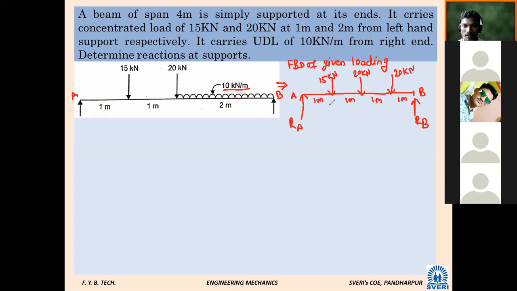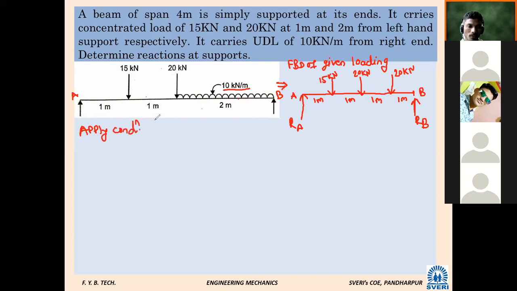Now our problem is simple. The way we solved the first problem, we have only converted the UDL into a point load. That is the only new thing here: how to convert a UDL into a point load. Otherwise this problem is converted into the first problem. Now which condition do we apply? Apply the conditions of equilibrium.